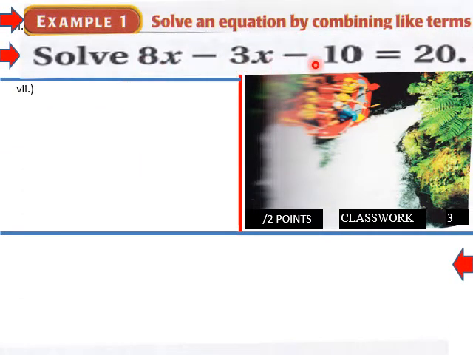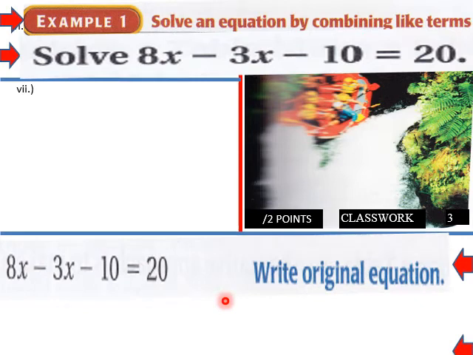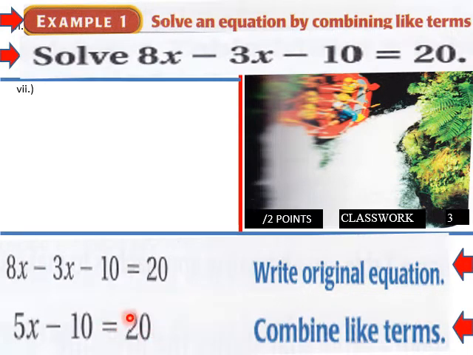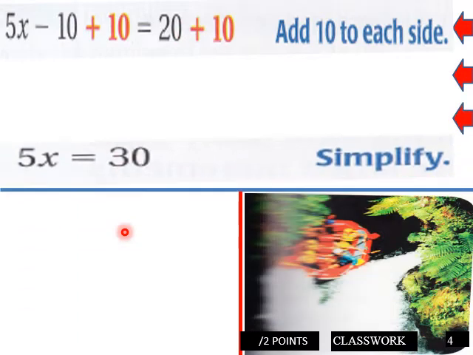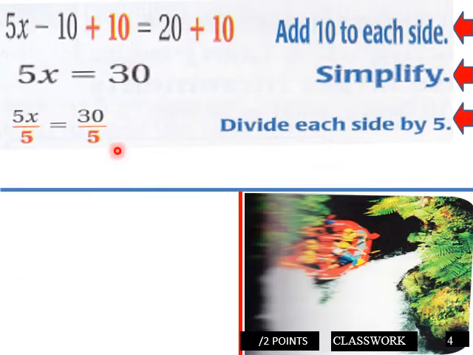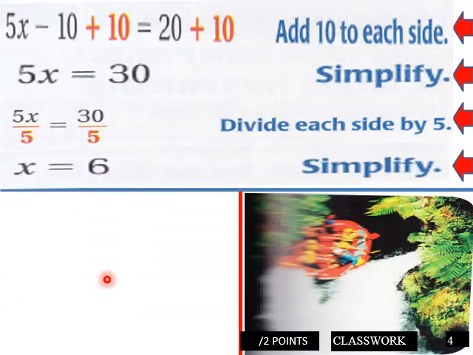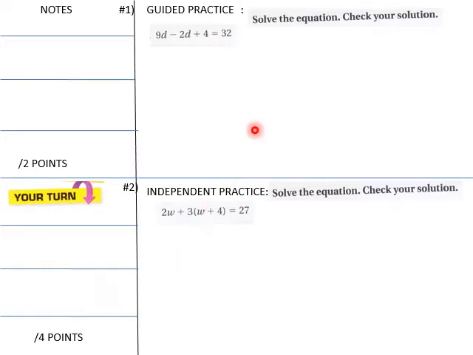We have 8x minus 3x minus 10 equals 20. What do we do? We combine like terms, so we get this statement here. And then we have to further isolate our variable, so we get rid of this 10 by adding 10. Then we have to do that over here too. And then we get this situation here. Then we divide through by 5. The 5's cancel here. What's 30 divided by 5? And x equals 6, and then we do a check.